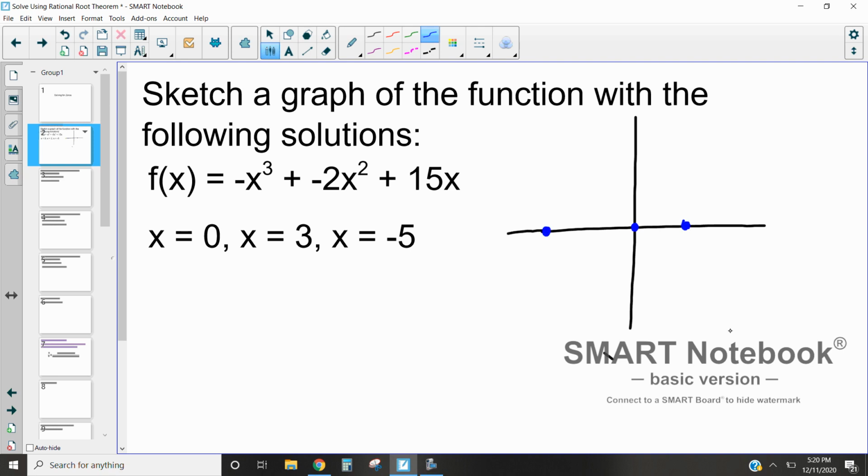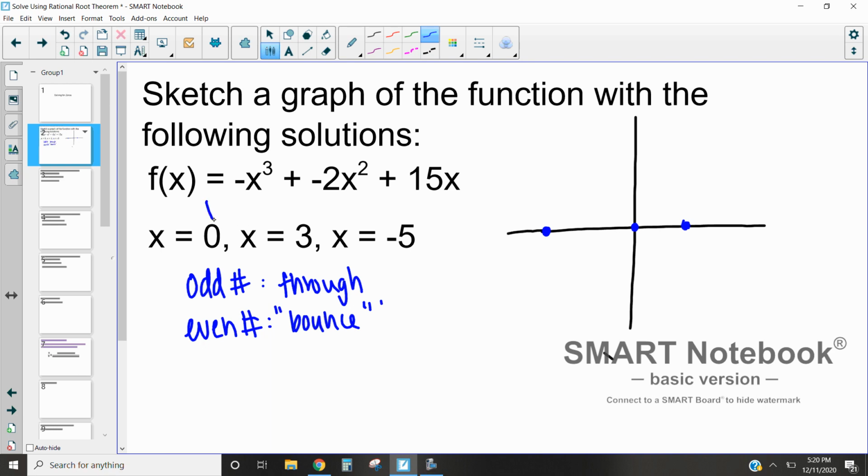Now remember, depending on the multiplicity of our zeros, that's going to tell us what our function is going to do. If I have an odd number of multiplicities, then it's going to go through it. And if we have an even number, then it's going to do what we call a bounce, which means that it's going to hit the line and then go the other way. In this case, we only have an odd number of multiplicities, 1, 1, and 1 of each of those, right? We have 1, 0, 1, 3, and 1, -5, which means I'm going to go through each of those points there. Now the question is, where am I going to start?